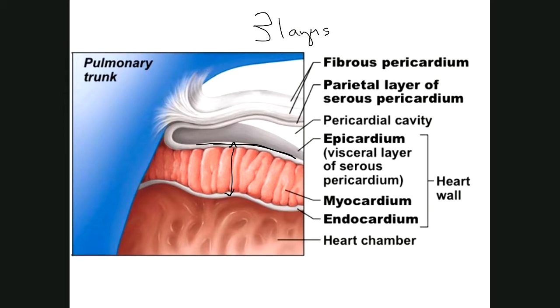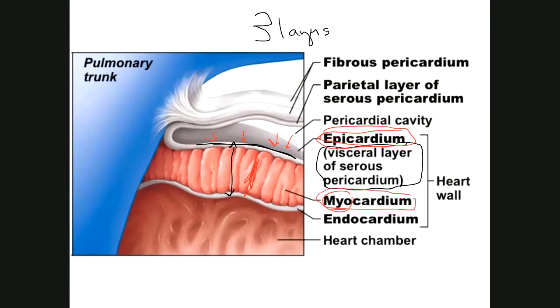This outer one is this visceral layer of the serous pericardium, but the name changes. Now we call it the epicardium. Epi means on top of. So it's the layer on the outside, on top of the heart. It goes all the way around. And then there's a middle layer right here, and that's where the muscle is. And the prefix for muscle is myo, so that's called the myocardium.